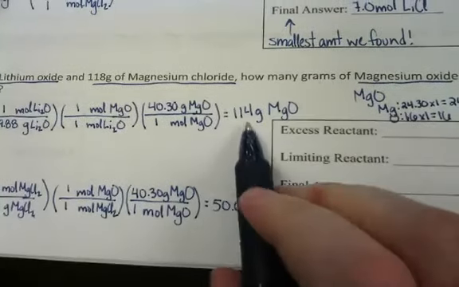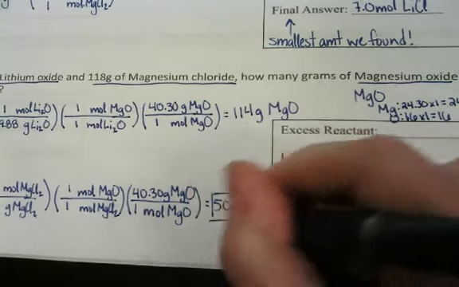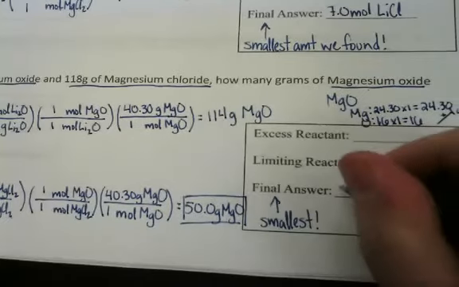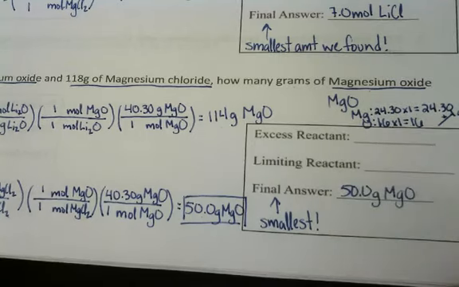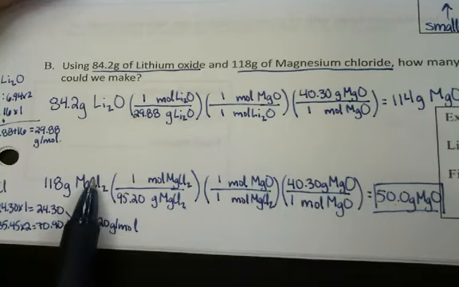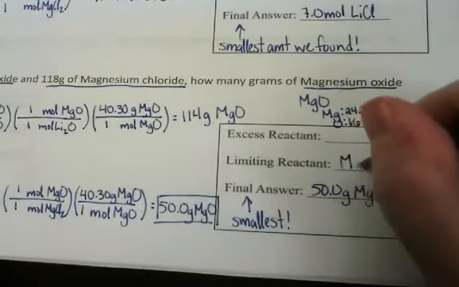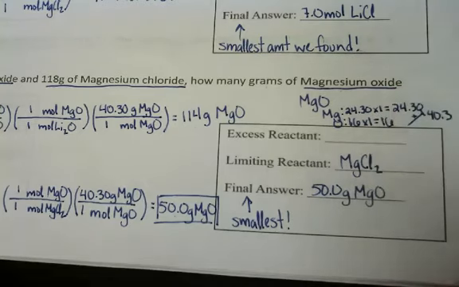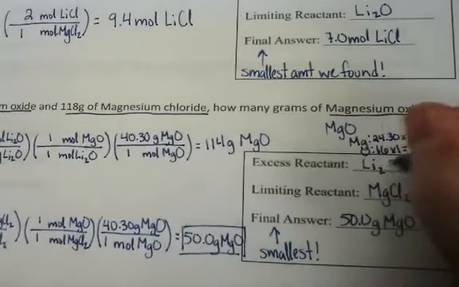So let's remember, our final answer is the smallest. That means 114 or 50. Well, it's going to be 50. 50 is smaller than 114. So our final answer is 50.0 grams of magnesium oxide, which means our limiting reactant is whatever we started with for this one. That would be magnesium chloride. Magnesium chloride limits how much magnesium oxide we can make. So magnesium chloride is our limiting reactant. Our excess reactant is the other one that we did. That's lithium oxide. Excess reactant is lithium oxide.